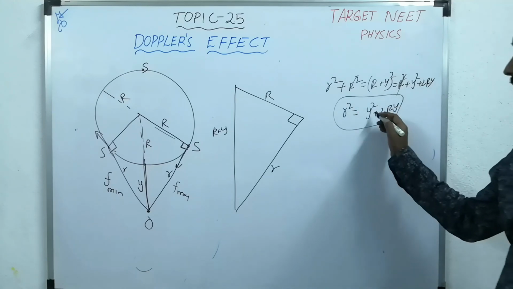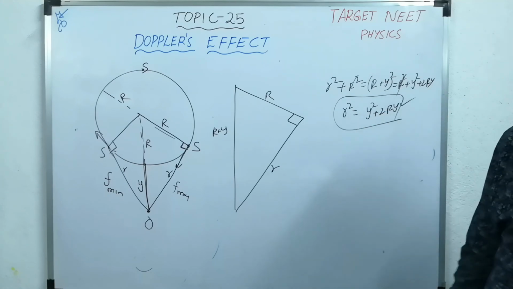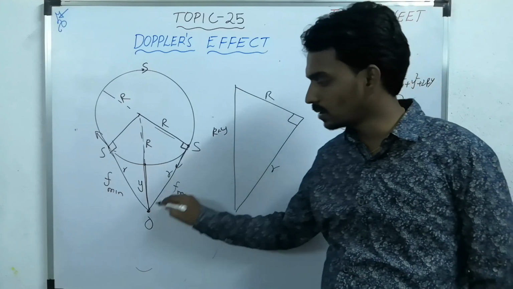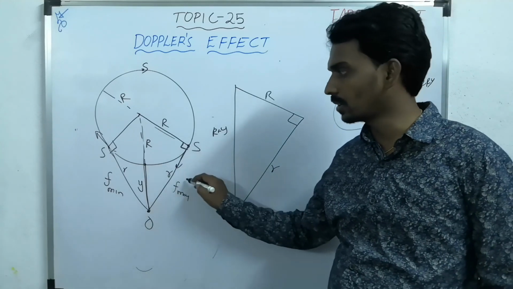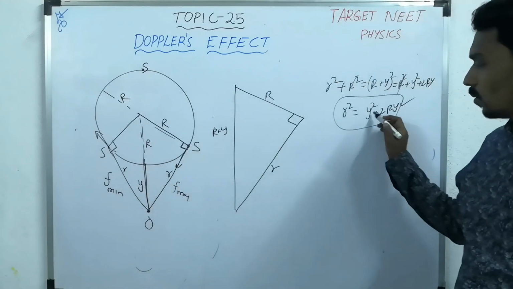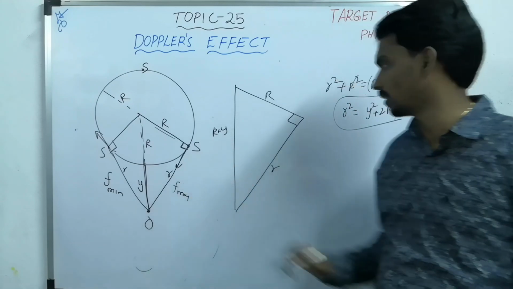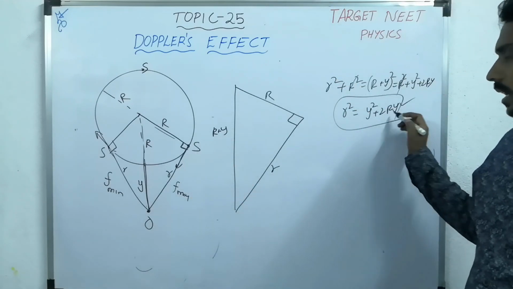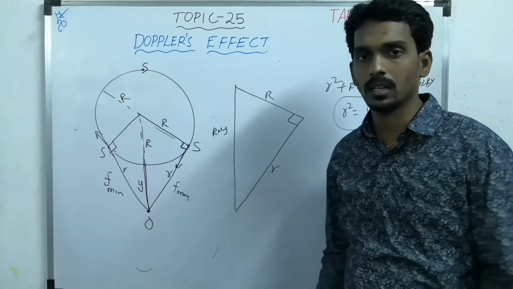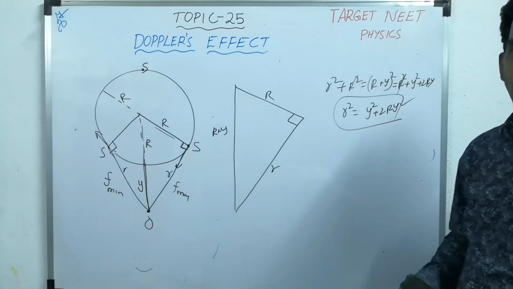So you can take it as one formula, the relation between these. What is r? The distance between source and observer when the apparent frequency is either minimum or maximum. What is y? The minimum distance between source and observer. And what is capital R? The radius of the circle in which it is revolving. So like that different cases will come.